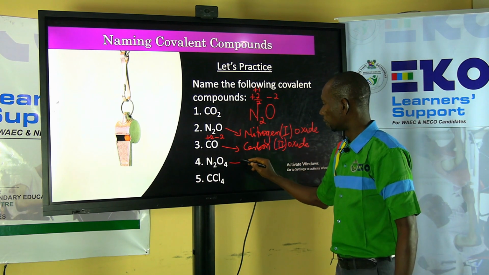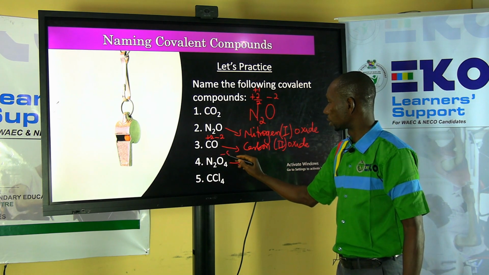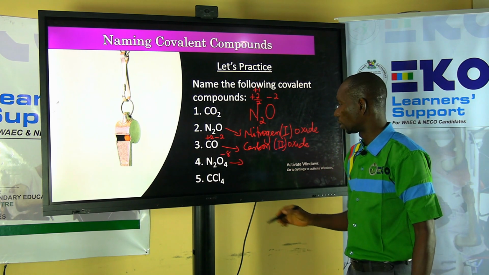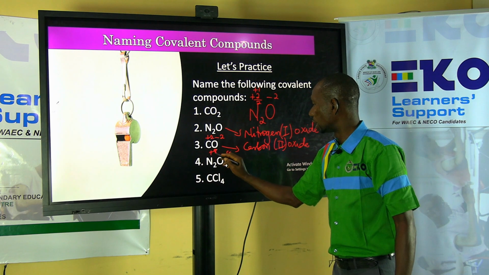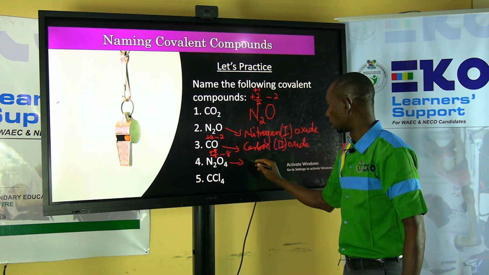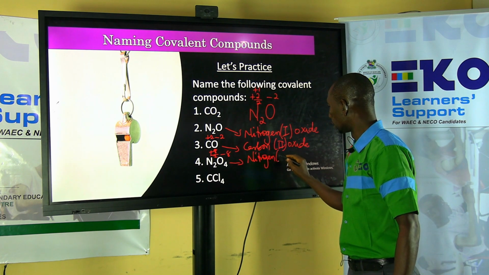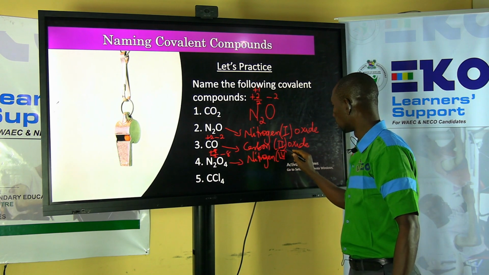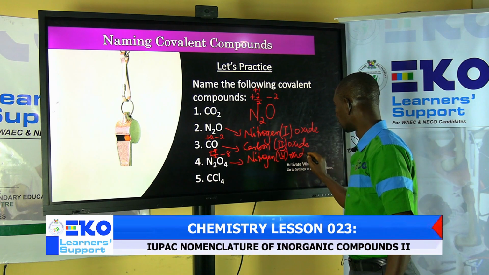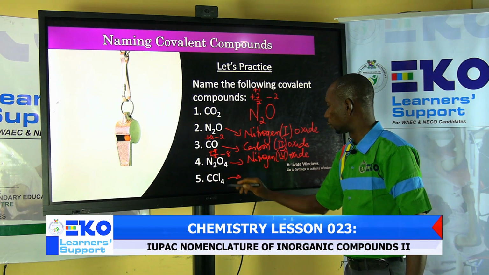Okay, how about the fourth example here? Oxygen here is going to be -8. That's -2 times 4. And then this has to be +8. +8 divided by 2, that will be what? +4. And that will be nitrogen(IV) oxide. Nitrogen(IV) oxide.